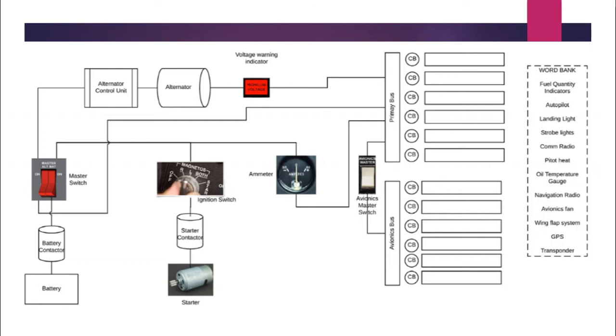and your avionics fan. The avionics fan is literally a fan to cool avionics equipment. So you don't need that turned on if you're not using the avionics equipment. All of those things are part of the avionics bus. Everything else, for instance your fuel quantity indicator, landing light, strobe light, pitot heat, oil gauge, and wing flap system, those are all part of your primary bus and are separate from the avionics bus.